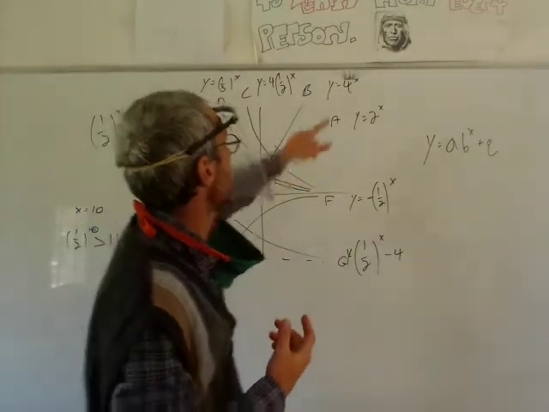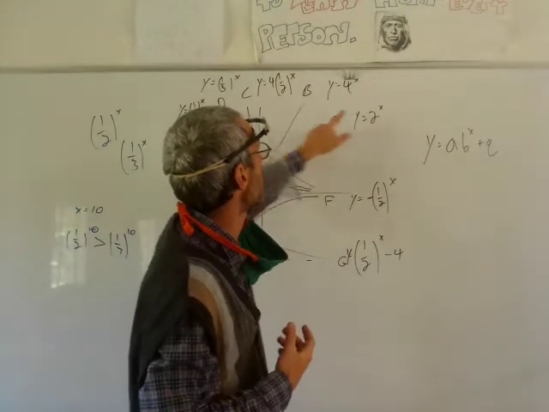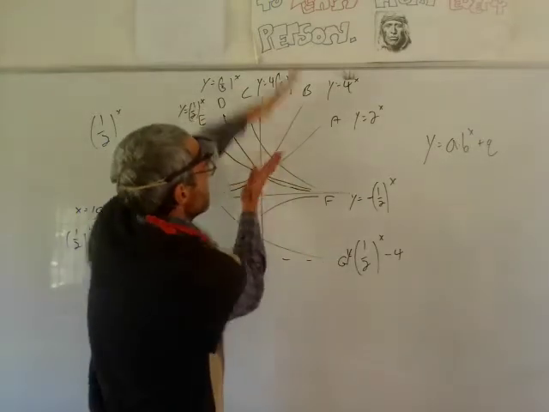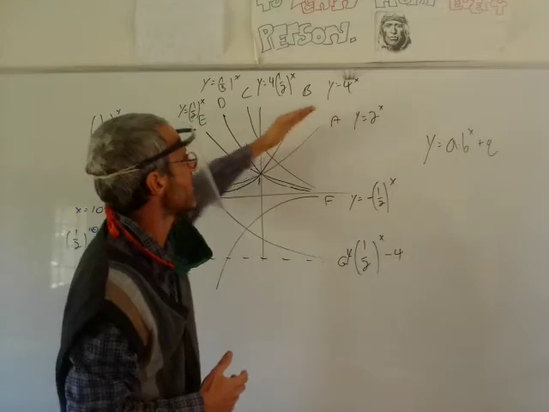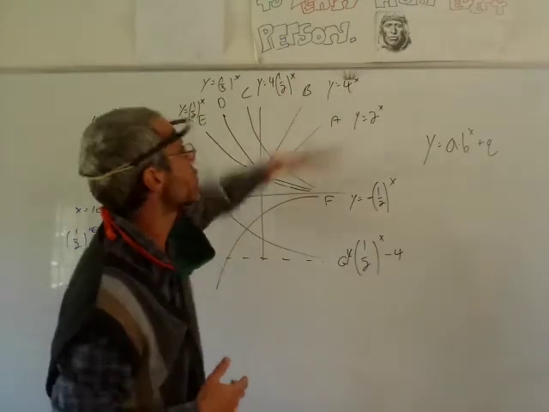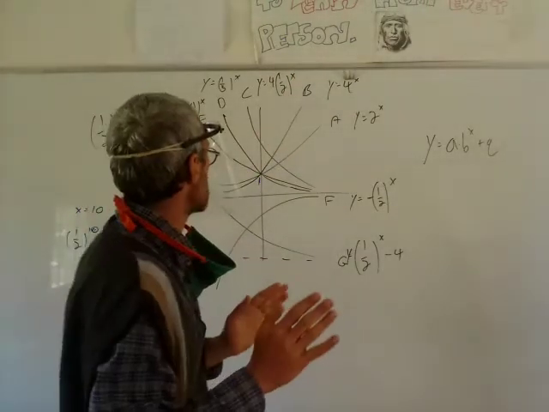So we've got 2 to the power x and 4 to the power x. Obviously, the one that is always high above A is going to be the 4 to the power of x. So that's going to be 4 to the power x, and A is 2 to the power of x. Okay, so that's sorted there.